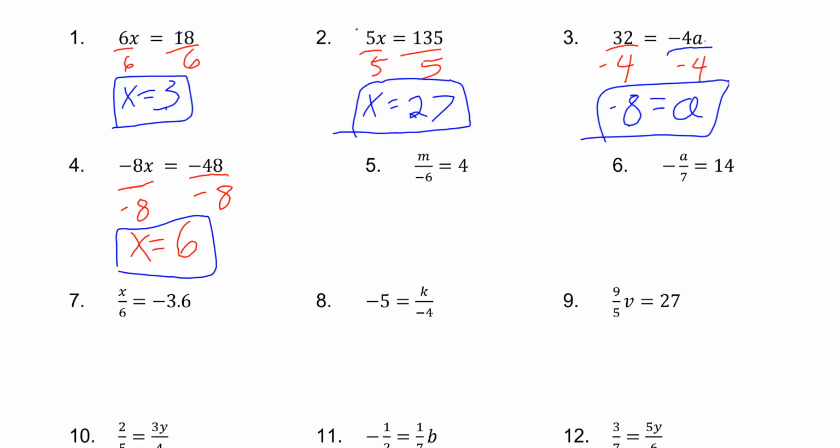Now on number 5, you'll notice we are no longer multiplying anything. We are now dividing. So m divided by negative 6, we're going to multiply both sides by negative 6. So multiply by negative 6, and that's going to be m equals negative 24.